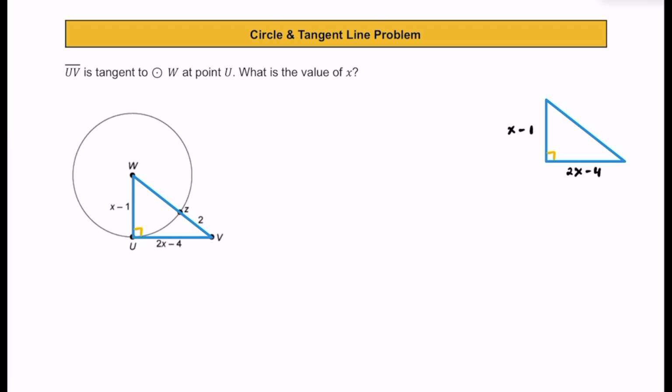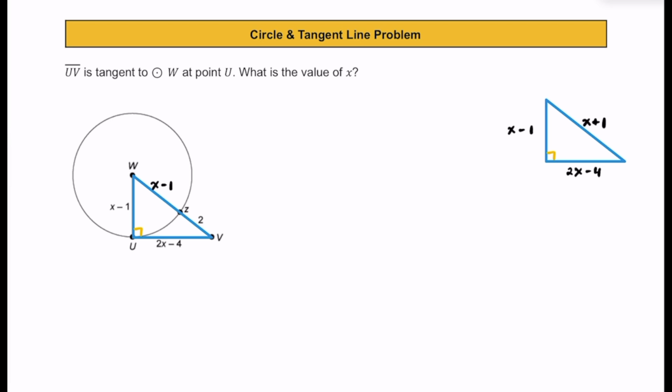Now the next part of this is where some people get a little tripped up, but keep in mind that this WU segment is the radius. So that also means that this WZ segment over here is also going to be the radius. So we can say that this segment from W to Z at least is going to be x minus 1. And so when you take a look at this entire hypotenuse of this right triangle, keep in mind that you have to take this piece of x minus 1, which is from here to here, or that radius, and you have to add on this 2 over here, which is the extra part of that segment from Z to V, right? So if you add this x minus 1 and you add 2 to that, that really becomes x plus 1. So that's going to be the hypotenuse of this right triangle.